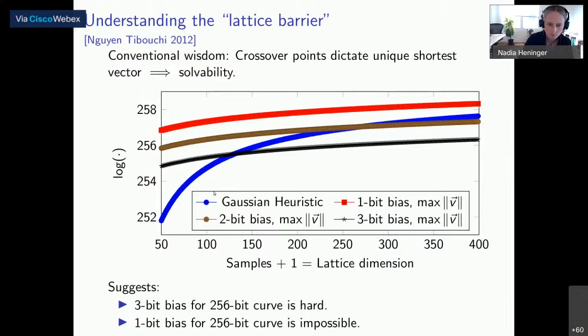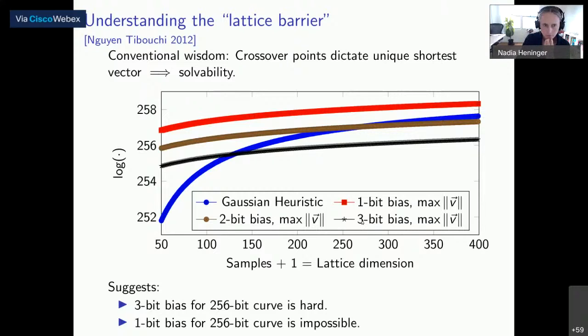plot, but essentially, this is the expected length of the shortest vector in the lattice that we construct. And then as we vary the number of samples, we can compute an upper bound on the length of the target vector that we're looking for in the lattice. And so when these curves cross over, that determines the number of samples that you expect to need to solve the lattice vector problem.